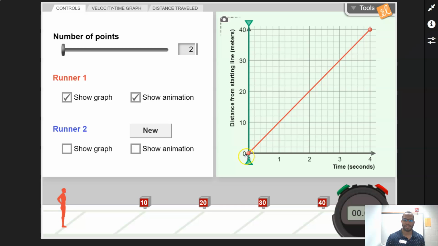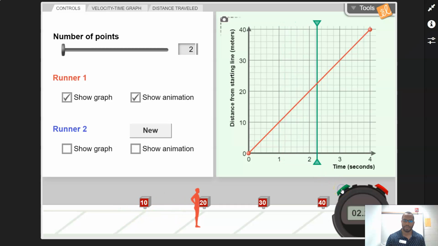Now, what we see here is a runner. We'll call him runner one. And notice as the time changes, what happens to the distance? So at 1 second, the athlete is at 10 meters, 2 seconds, 20, and so forth. Let me go ahead and animate that for you. So I'm going to click the start button. Notice at 1 second, the runner is at 10 meters.